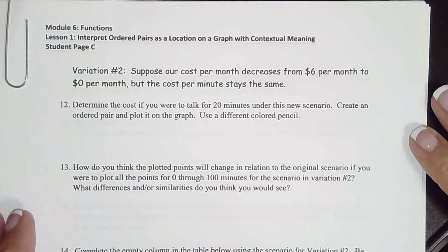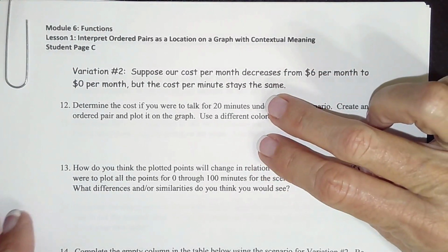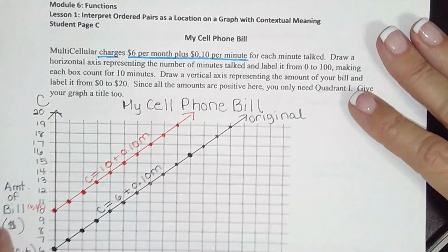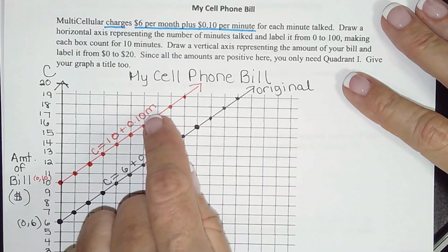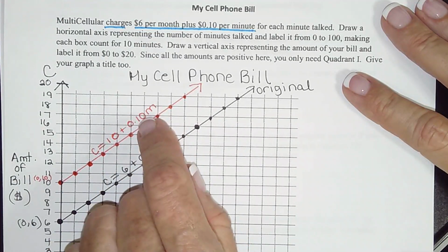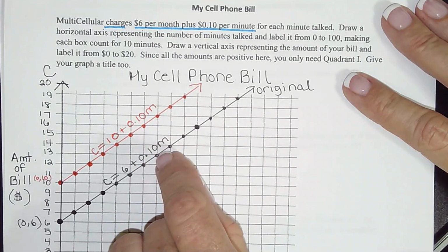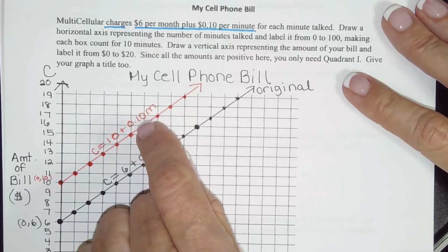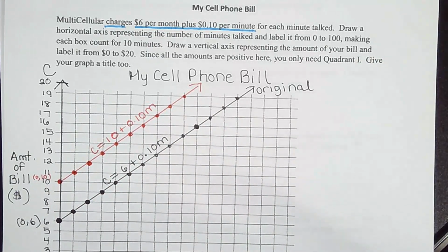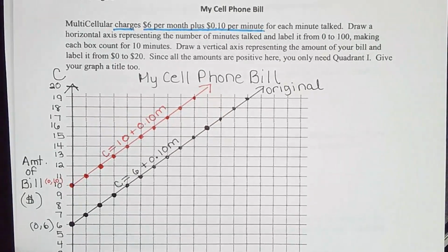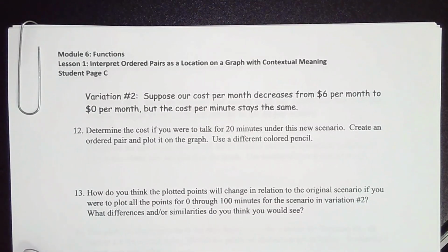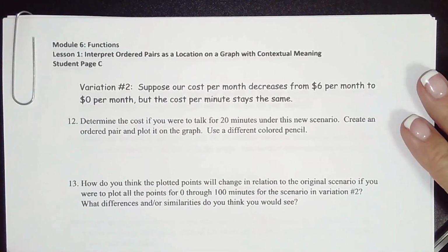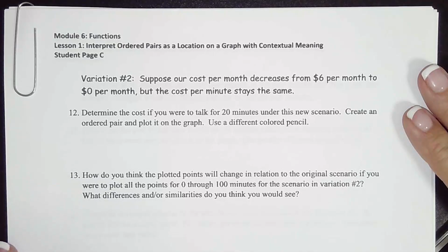So this is variation 2. So we've had the original and we've had the first variation. Oh, there was one thing I wanted to tell you, just so we can keep these apart. So we labeled the original, but I would just put in small little writing above each one, in the correct color, what the equation was: $6 plus 10 cents per minute, $10 base fee plus 10 cents per minute, because it makes it easier to compare them at the end if you have them labeled. Okay, so page 4 of Student Page C, or this is page 8 of the packet.